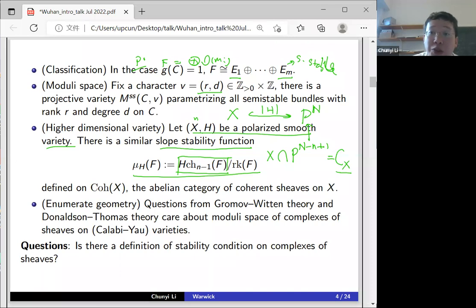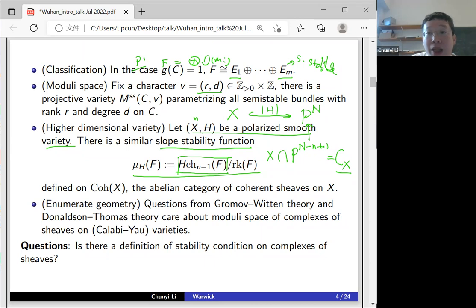And also you can restrict this vector bundle on the curve. This term, HC Chen n minus 1 f, is just the degree of this restricted vector bundle. It roughly still tells you how positive this coherent sheaf or vector bundle is, but it's a little bit more complicated than in the curve case. We have this, and we still have these moduli spaces.